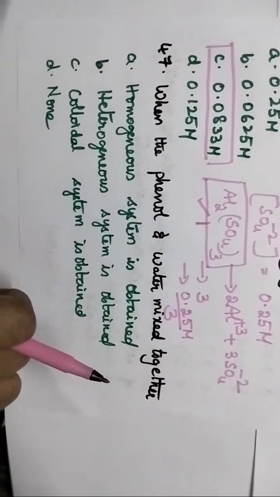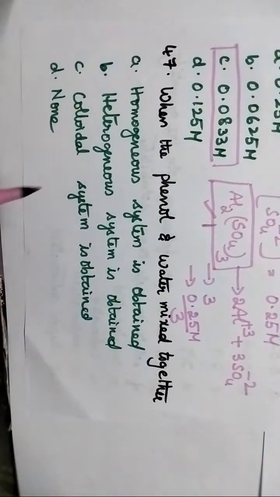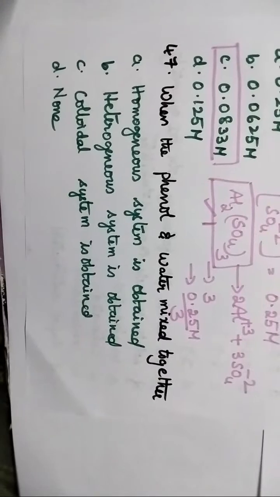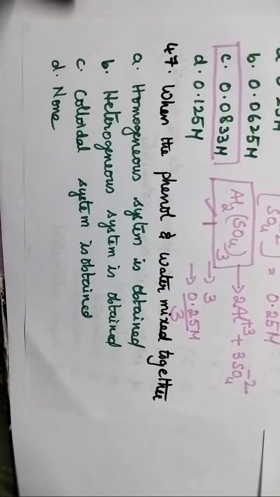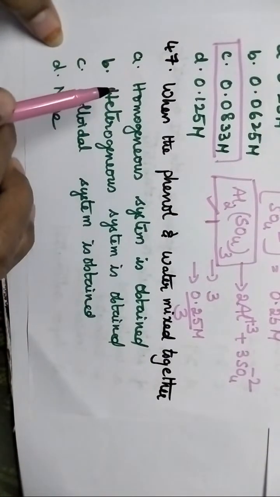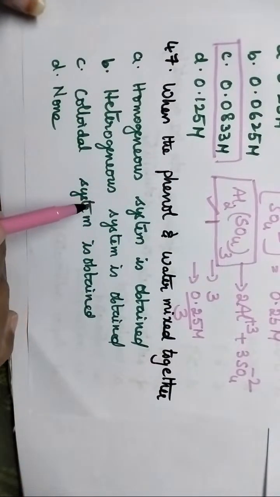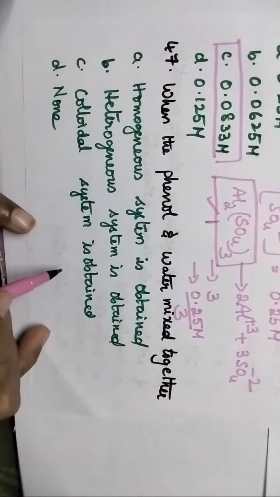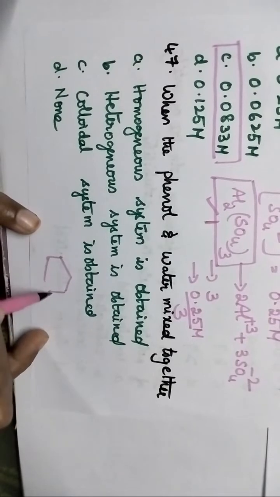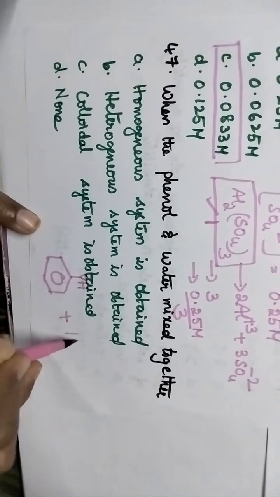One simple question. When phenol and water are mixed together, just a few minutes to conclude the class, it results in a homogeneous system. That means homogeneous solution, or heterogeneous solution, or colloidal solution, or none. Here you must know the formula of phenol. Benzene having OH group, water H2O.